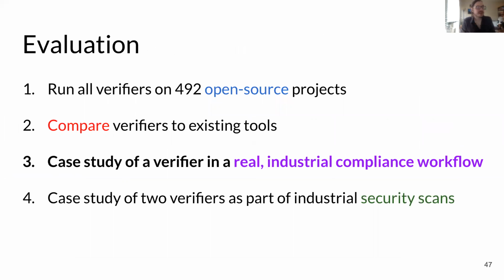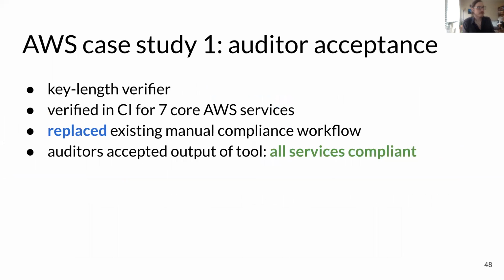Next, we ran a case study of one of our verifiers in a real compliance workflow at AWS. For this, we used the key length verifier, that is, one that checks that the length of encryption keys is sufficiently long. And we added this verifier into the CI process for 7 core AWS services that you've likely heard of. This replaced the existing manual compliance workflow, and AWS's third-party auditors accepted the results of our verifiers, which were that all the services are in fact compliant, as one might hope.